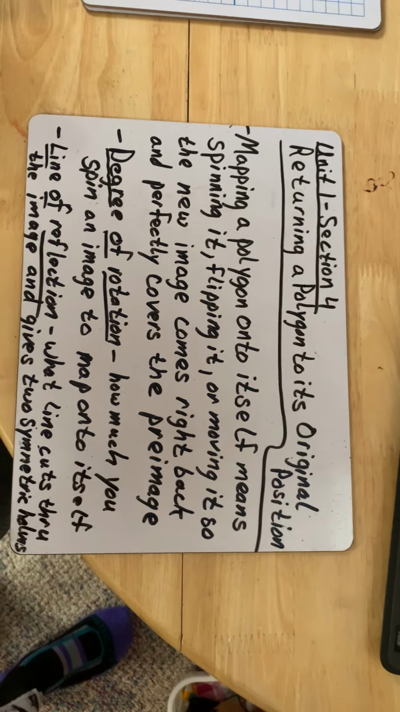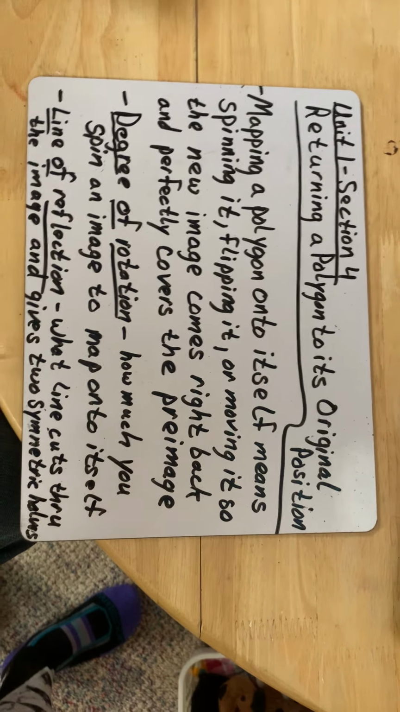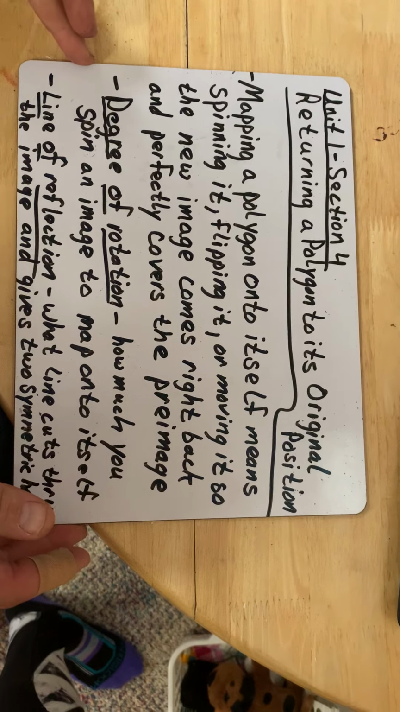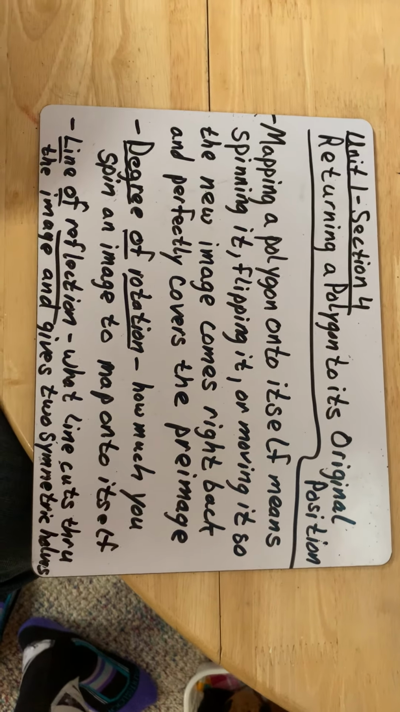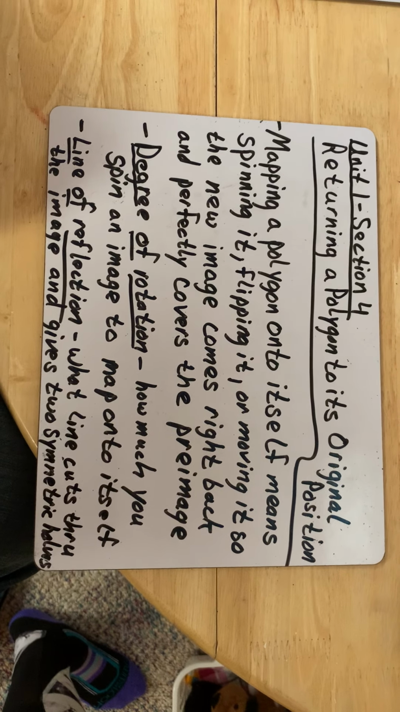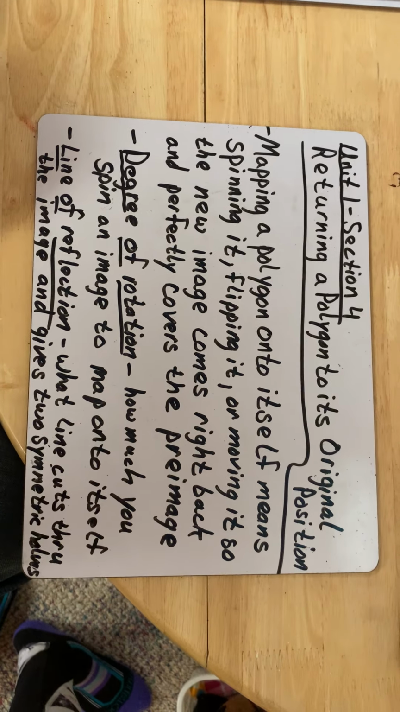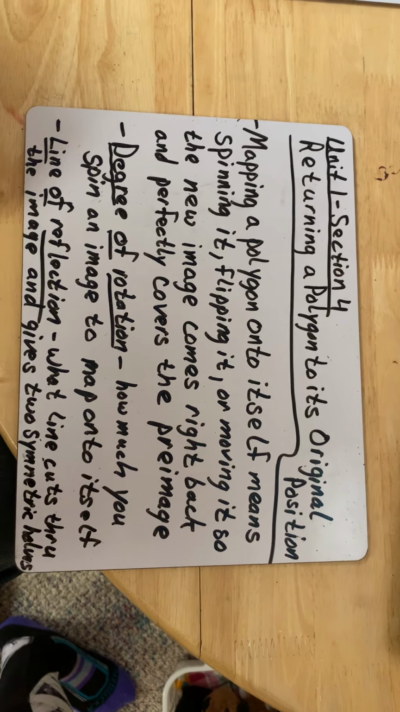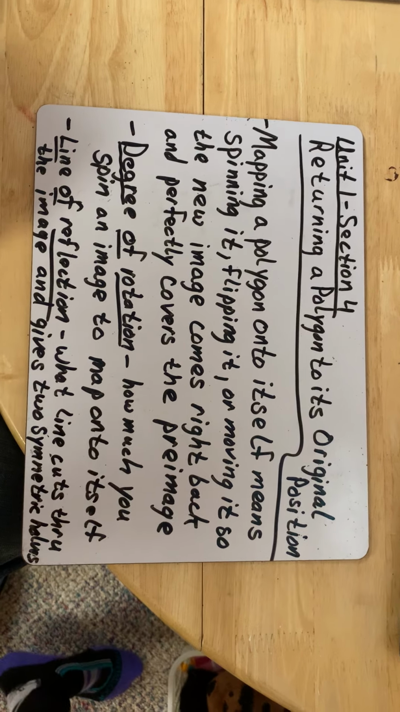This is a little extra video to go with Unit 1, Section 4, called Returning a Polygon to its Original Position. This one actually is a pretty simple concept. However, sometimes it can be a little confusing because you can get lost in all the directions of the spinning and rotating and reflecting and so on and so forth. But it's really not that hard. Don't make it harder than it is in your head.